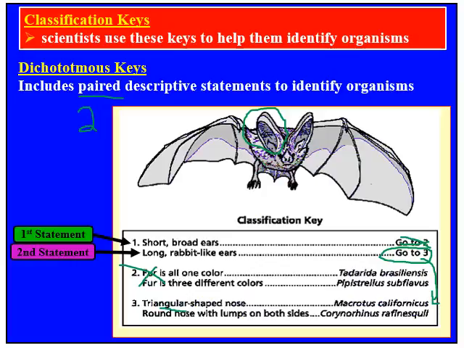Does it have a triangular shaped nose or a round nose with lumps on the side? If you look at this one, it's a little hard to tell. You might be able to zoom in just a little bit, but it has more of that point at the top right here. So I would say that this is more of a triangular nose. So I would say it's the Macrodus californicus.